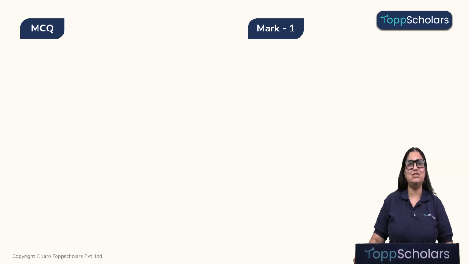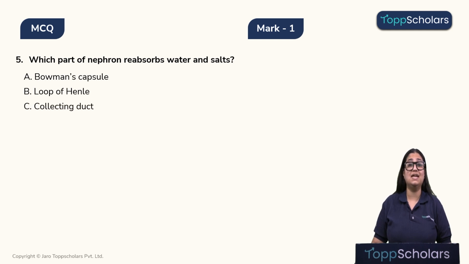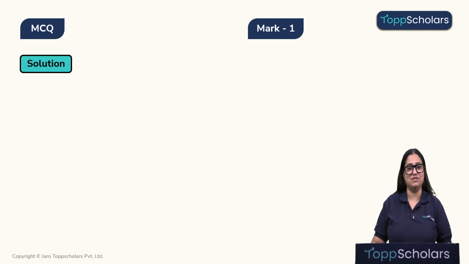Okay, now let's look at the next MCQ. Which part of the nephron reabsorbs water and salts? Option A, Bowman's capsule. Option B, loop of Henle. Option C, collecting duct. And option D is glomerulus. Let's look at the solution, children.